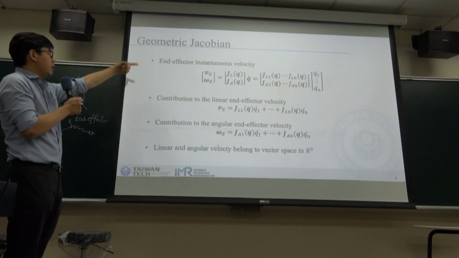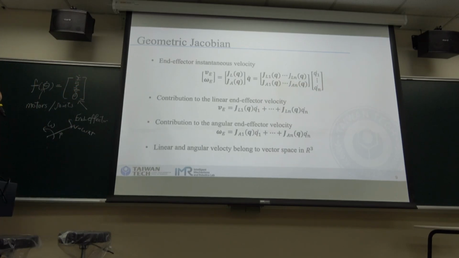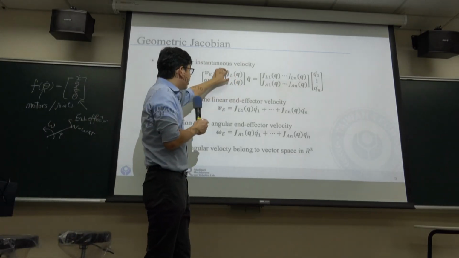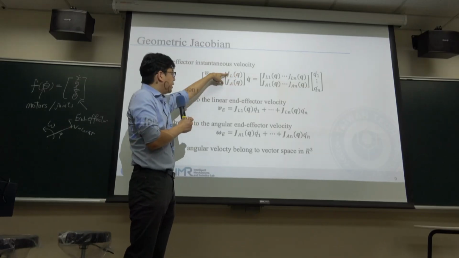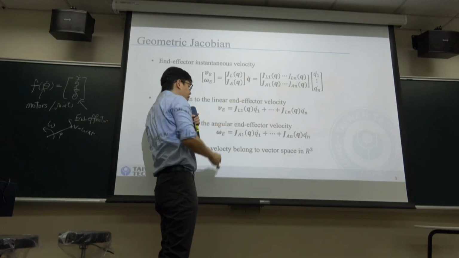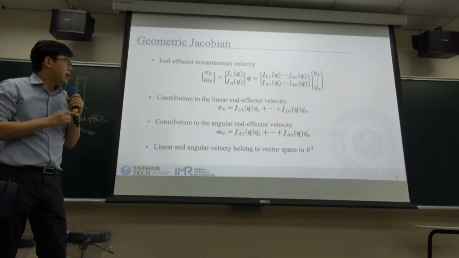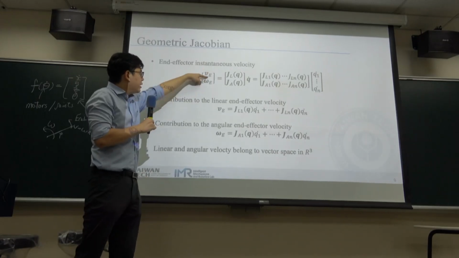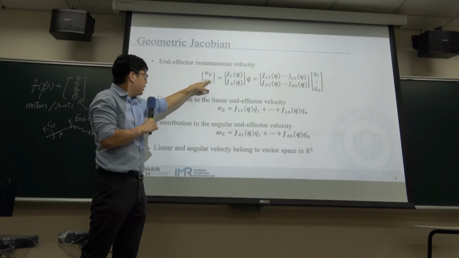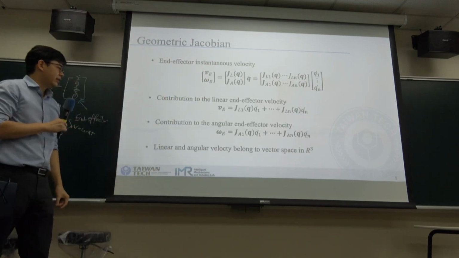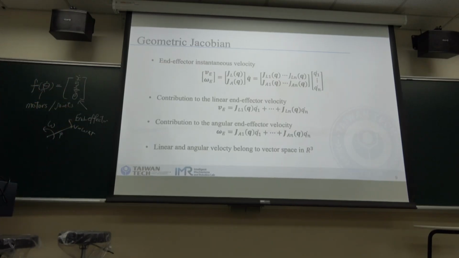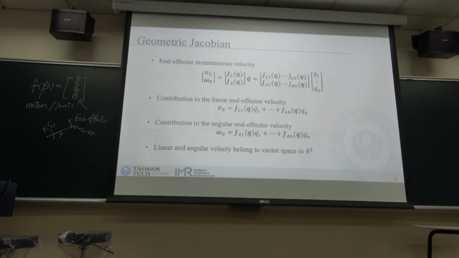For the geometric Jacobian, the end-effector instantaneous velocity can be represented as this. This is the Jacobian matrix for the linear and the Jacobian matrix for the angular, and this q dot is the joint rate. The result here is the linear velocity of the end-effector and the angular velocity of the end-effector. So here we just give you the introduction for the geometric Jacobian.